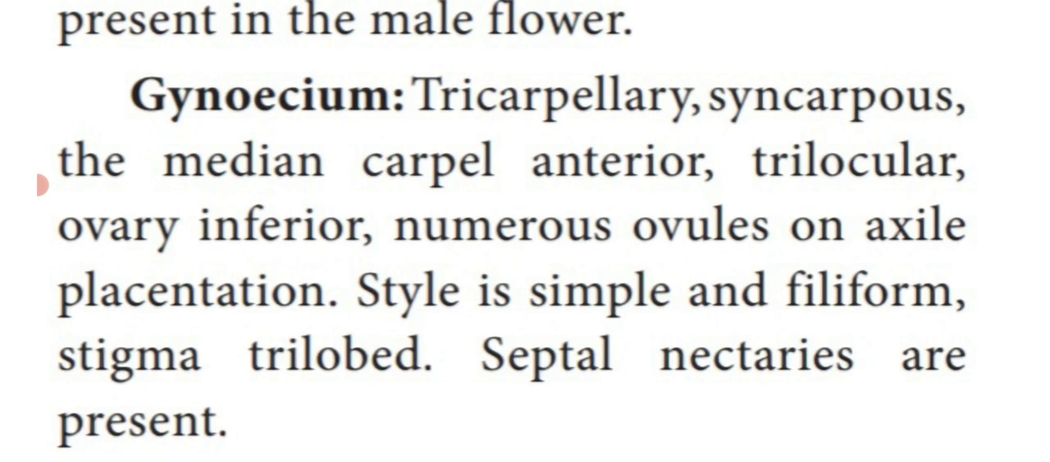Then gynoecium: carpels are 3, tricarpellary, fused, syncarpous. Due to the 3 carpels, there are 3 chambers, trilocular. Flower is epigynous, so the ovary is inferior, which is located at the base. Numerous ovules on axile placentation. Style is simple and filiform. Stigma is 3-lobed. Septal nectaries are present.